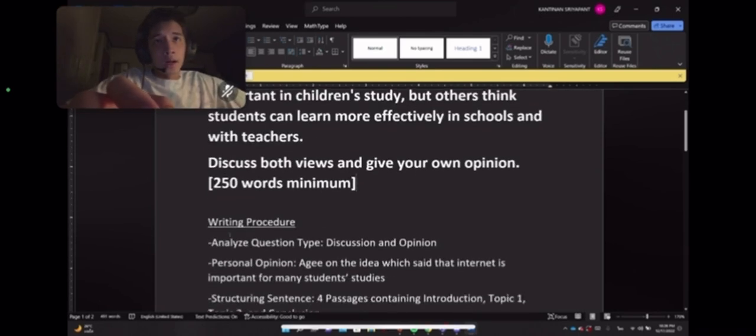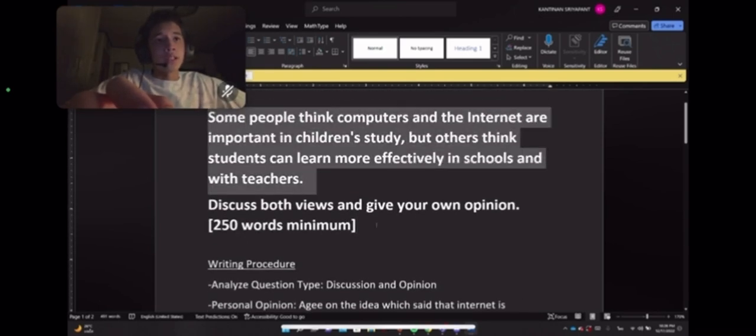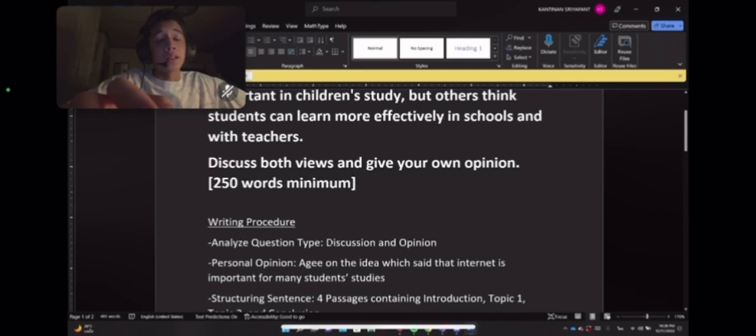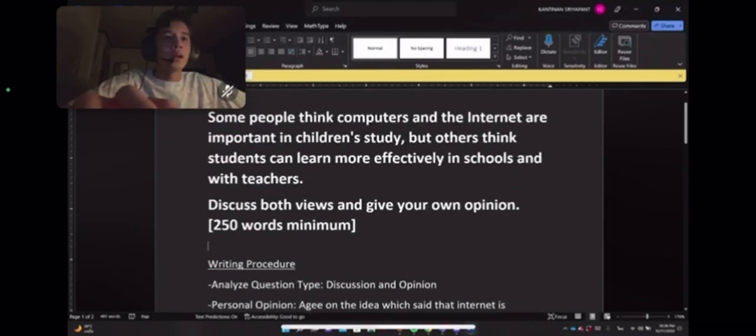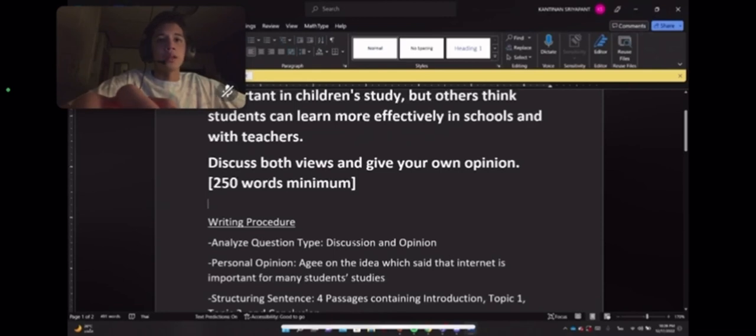After I read the passage, I decided that this is a discussion and opinion question because it said that you should discuss both views, and this is the thing that made me think that this is a discussion type of question. And here is the point where I should give my opinion because it said that you should give your own opinion. So the question type is discussion and opinion.